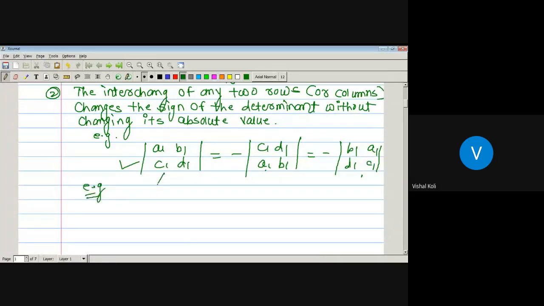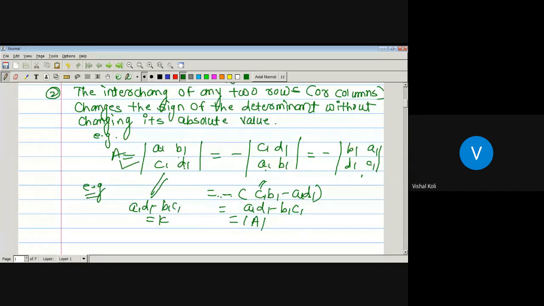Now this will be a determinant of order 2, then its determinant value will be a1 into d1 minus of b1 into c1, a1 d1 minus of b1 c1. This will be its determinant, and its determinant value will be c1 b1 minus of a1 d1, which is nothing but minus of a1 d1 minus of b1 c1. Since we have to just multiply by a negative sign, this will be negative, this will be positive. So now suppose this determinant is some a, then it must be equal to determinant of a.